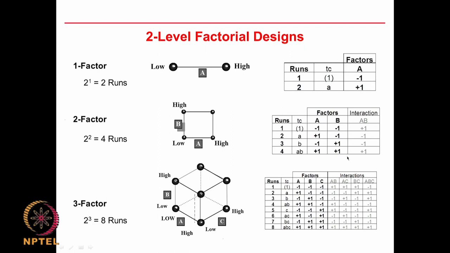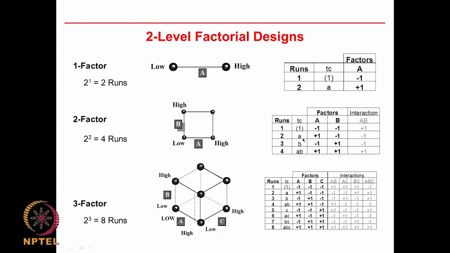If you want to look at effect of B, I add up the results from these 2 experiments, divide by 2, subtract it from these 2 experiments divided by 2, that is average. If I want to look at interaction AB, I will take the results of this experiment, add up, divide by 2, subtract it from the results of this experiment plus this experiment by 2. It is so nice. We can look at the effect of interaction very nicely from this type of factorial experiment. So that is the beauty of factorial experiment.